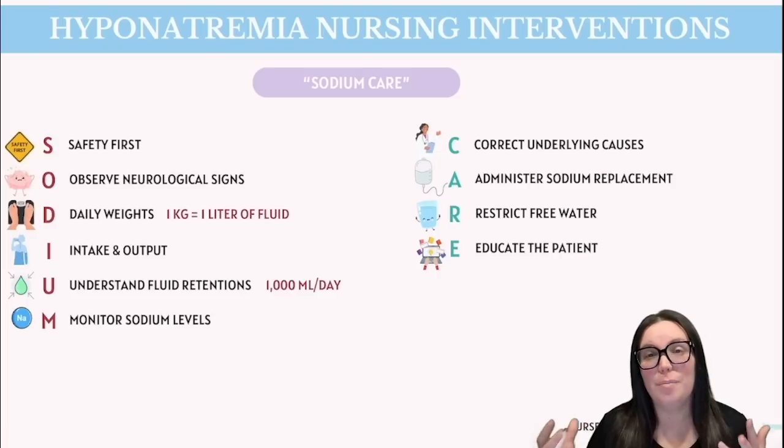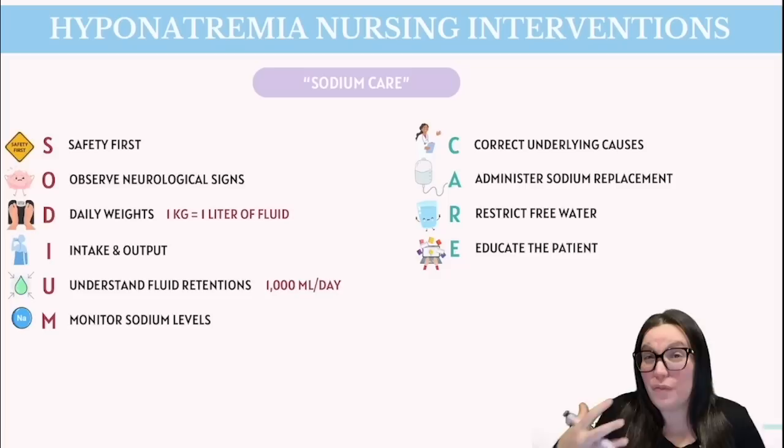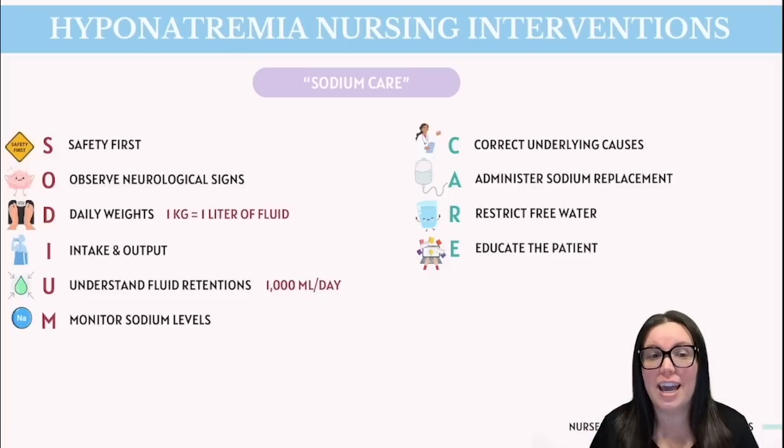Our A is to administer sodium replacements, and that of course is depending on the severity. In mild cases, we may just need to increase oral sodium intake through our diet, either with salty snacks as well as broths, but in those more severe cases, we're most likely looking at administering hypertonic saline, which is 3% NaCl, and we give that cautiously. Typically, you only see it in the ICU setting.